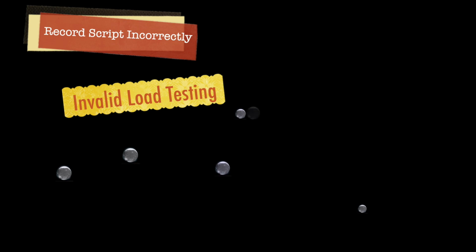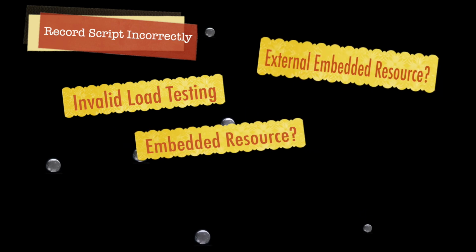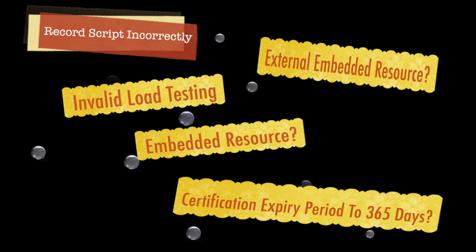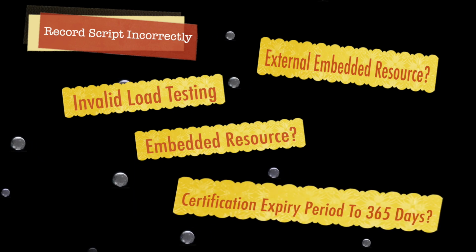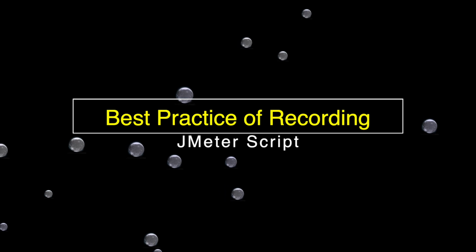If you don't record your script correctly, your load testing would be invalid. Should we include the embedded resource? Should we include the external embedded resource? How to extend JMeter certificate expiry period to 365 days. Follow me in this video. I guide you to record script correctly and easily.